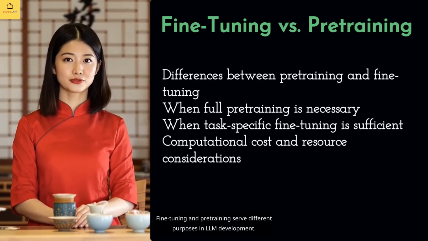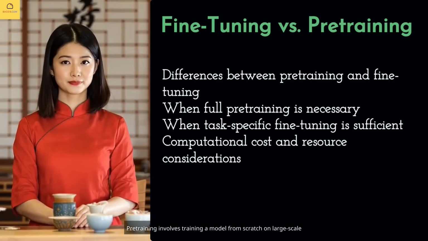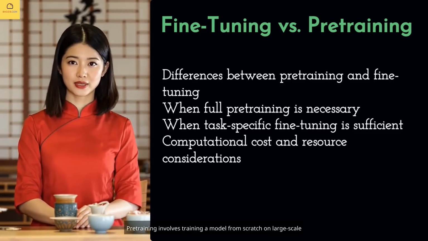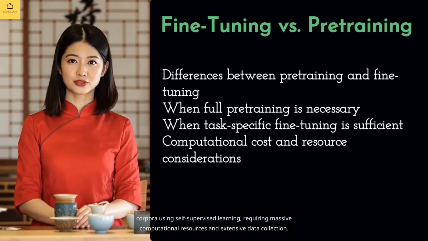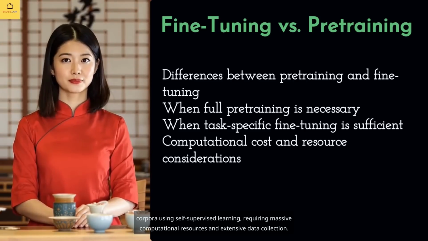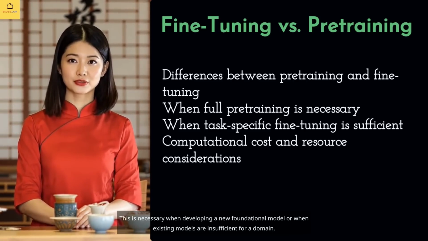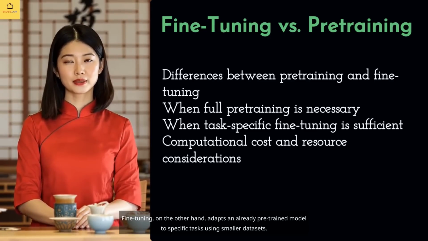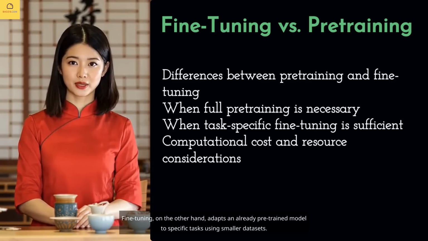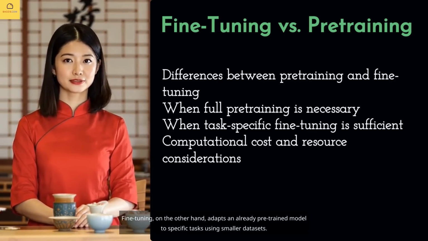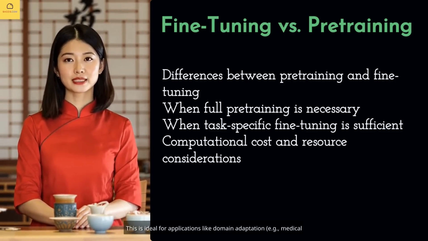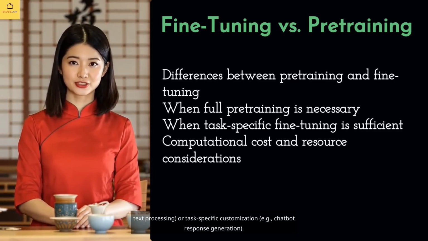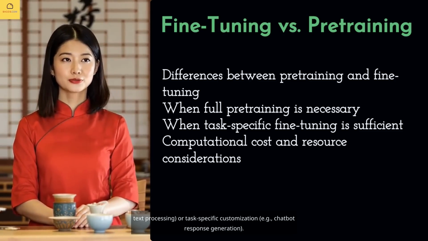Fine-tuning and pre-training serve different purposes in LLM development. Pre-training involves training a model from scratch on large-scale corpora using self-supervised learning, requiring massive computational resources and extensive data collection. This is necessary when developing a new foundational model or when existing models are insufficient for a domain. Fine-tuning, on the other hand, adapts an already pre-trained model to specific tasks using smaller datasets. This is ideal for applications like domain adaptation, e.g., medical text processing, or task-specific customization, e.g., chatbot response generation.